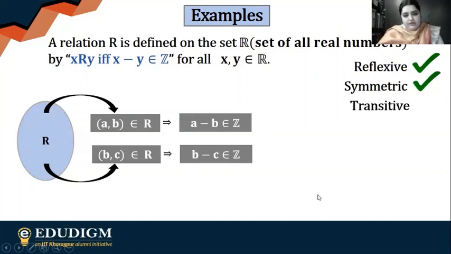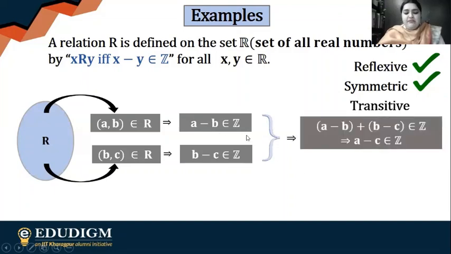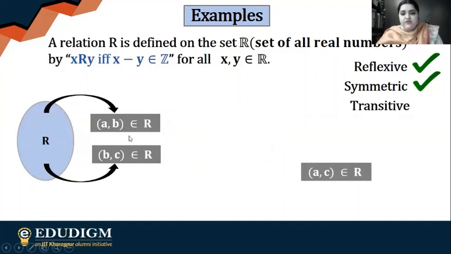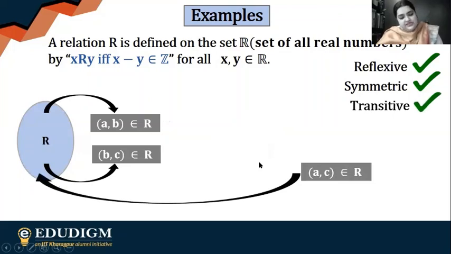Now we are going to manipulate it. If you add two integers, that is also going to be an integer. So I'm adding A minus B and B minus C. So this B is getting cancelled and you're left with the fact that A minus C is an integer. Now when you think about the definition of the relation, it's very obvious that A comma C is actually in R. So this is what you observe: for A, B and B, C, you have A, C. So obviously this is transitive.